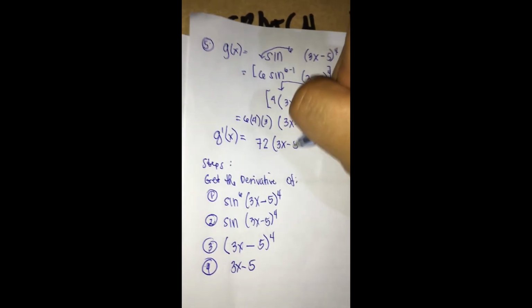Next, 3x minus 5 raised to cube. Then, copy sine 5, 3x minus 5 raised to 4. Next, cos 3x minus 5 raised to 4.